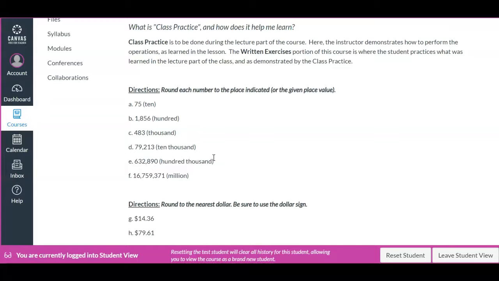If the digit to the right of the given place value is equal to or greater than 5, then the GPV is going to increase by 1. Anything before the given place value you write. Then with the given place value, you're going to increase or add 1 to that. And then any other digits after the given place value, you convert to zeros.